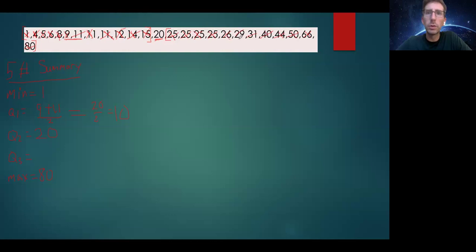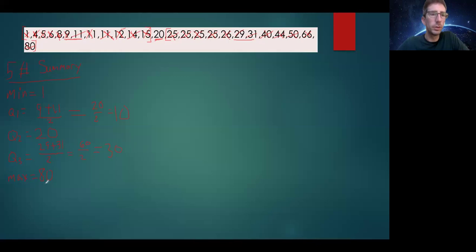Okay, so I'm left with 29 and 31. So we can again add 29 plus 31. Divide that by 2. 29 plus 31 is 60. Divide that by 2 is 30.